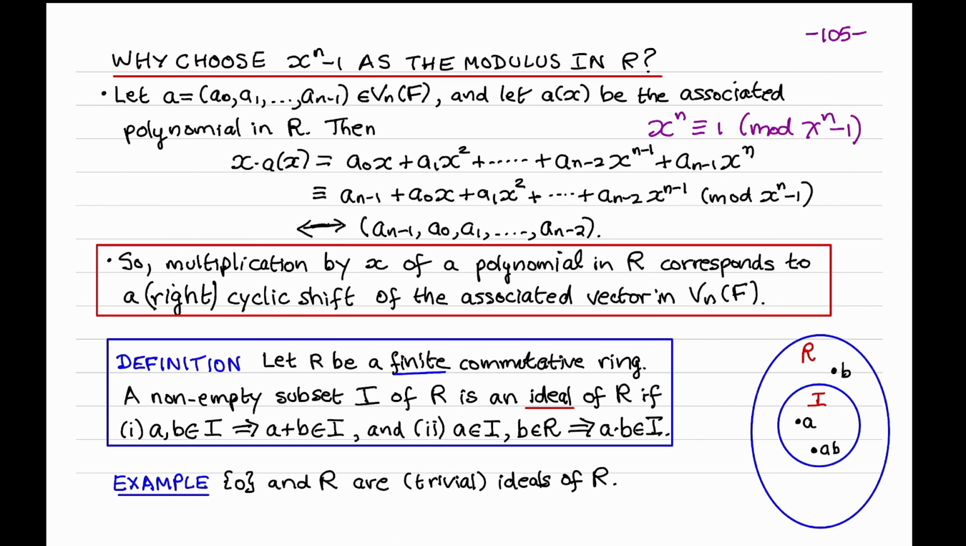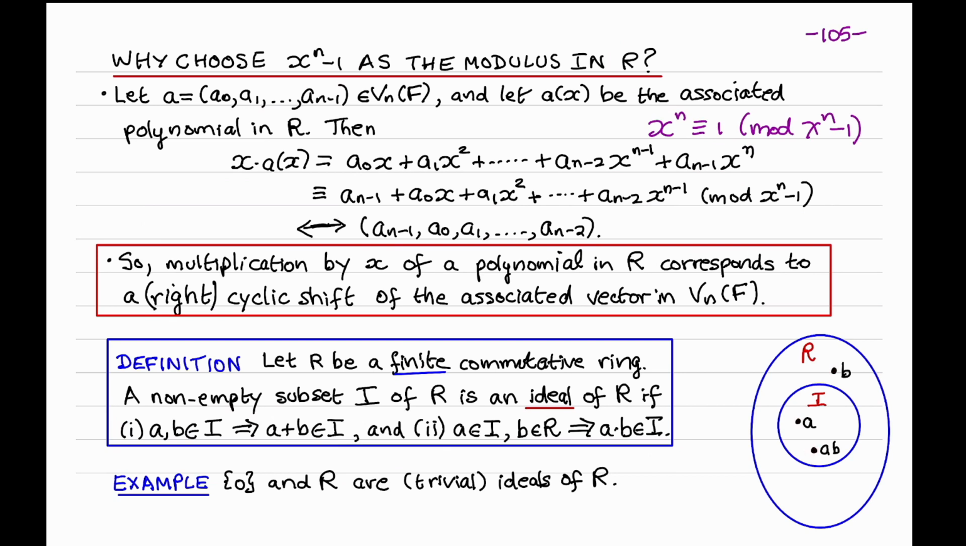For my main result on the algebraic characterization of cyclic subspaces, I'll need the notion of an ideal of a ring. Let R be a finite commutative ring. A non-empty subset I of the ring is called an ideal of R if I is closed under addition and I is closed under multiplication by elements in R. So for all elements A and B in the ideal, their sum is also in the ideal. And for all elements A in the ideal and any element B in the ring, the product of A and B is in the ideal.